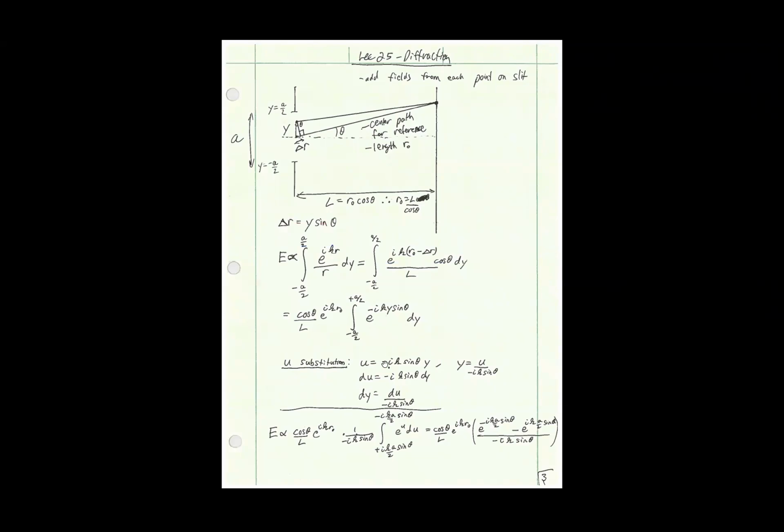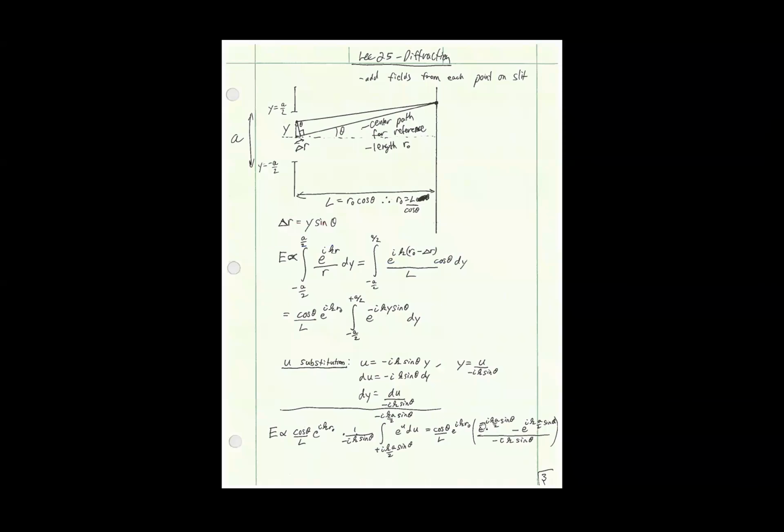So u is minus ik sine theta y. We're going to do a u substitution. So y is u over minus ik sine theta. So du is minus ik sine theta dy, and dy is du over all that. So we plug all of that mess in here. And now we've just got the integral of e to the u. And the integral of e to the u is just e to the u. So we plug all that in, and we get this expression here.